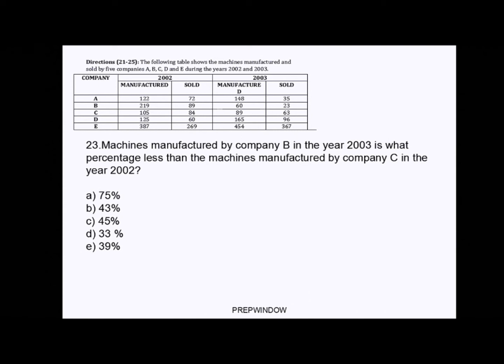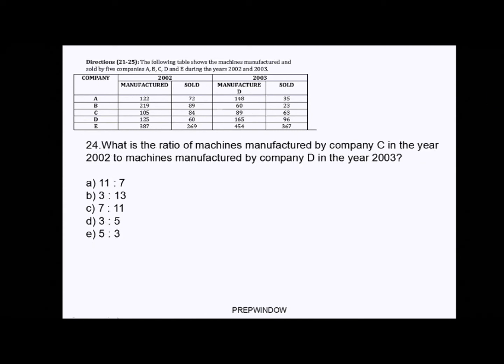Now we'll go to the next question, 24th question. It is the question involving ratio. What is the ratio of machines manufactured by company C in the year 2002 to machines manufactured by company D in the year 2003? Ratio means numerator divided by denominator. You have to find the ratio. Numerator is machines manufactured by company C in the year 2002.